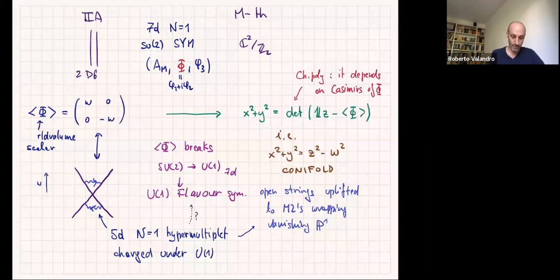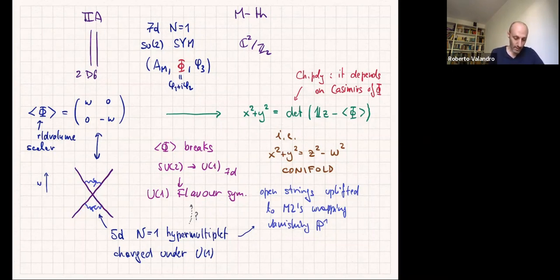Well, there is a nice spectral equation like this that tells you immediately that if you plug this phi inside here, what you get is exactly the equation of the conifold. Okay, because this is the identity 2 times z minus this, and you can immediately compute that you get the equation of the conifold. Okay, so the conifold corresponds to two intersecting branes, and in fact, the conifold has one hypermultiplet charged under a flavor U1.